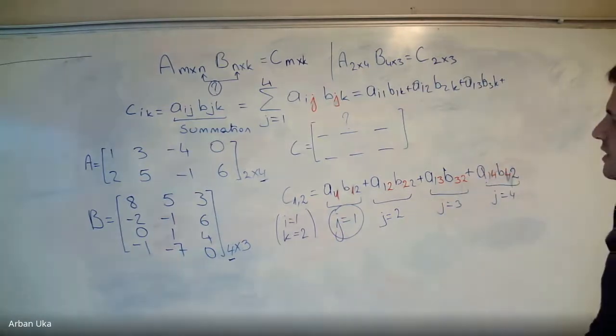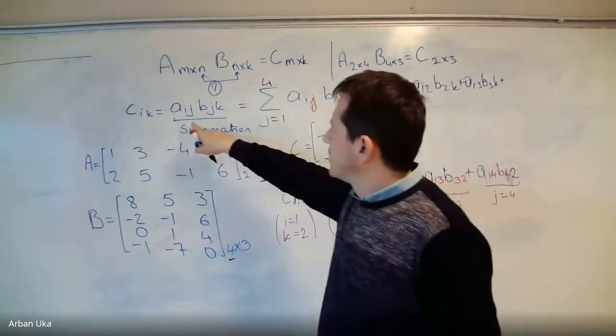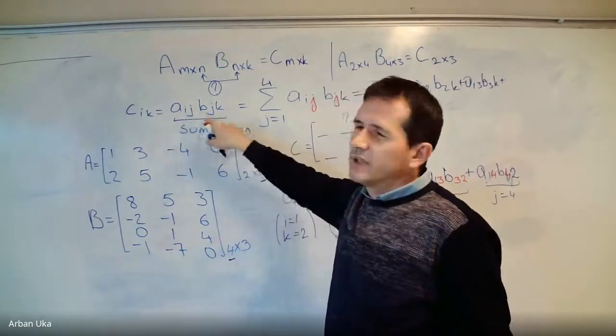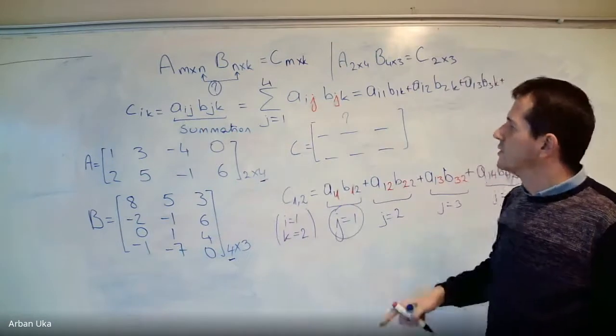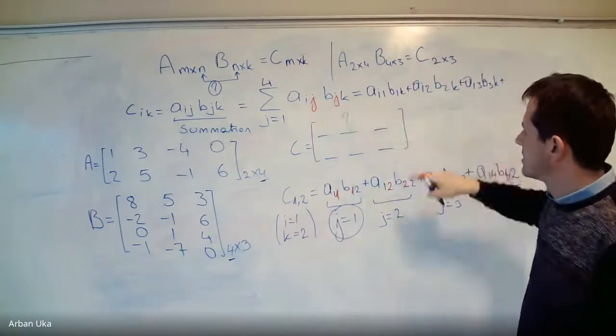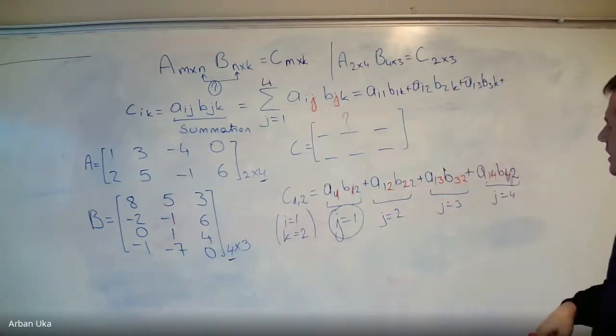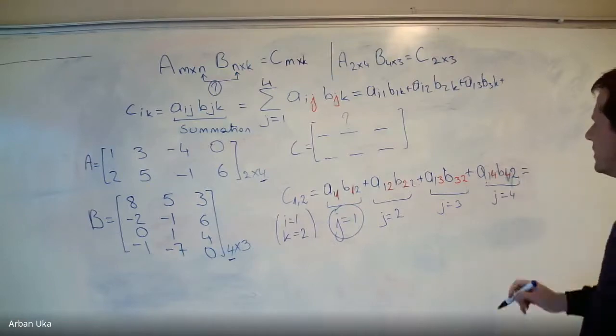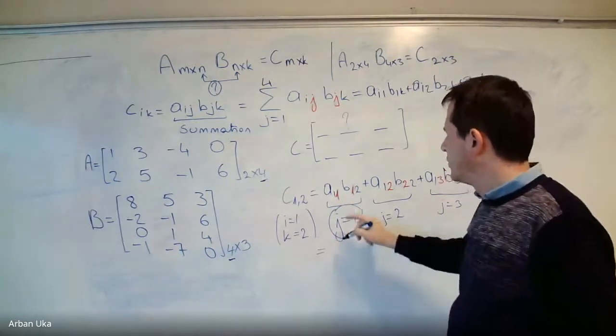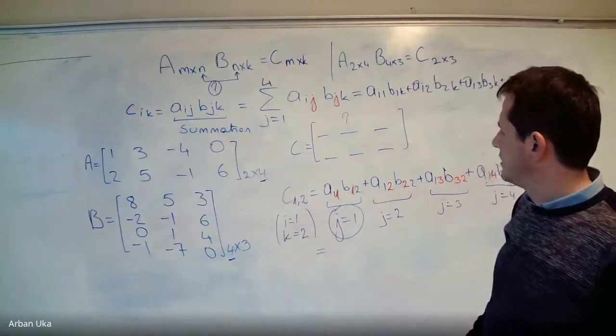So what I want to say is that in any multiplication that looks like this, in fact, what we are doing is summing over j. And this is how we do this multiplication. Now, let's just substitute all the relevant numbers. Here we have A11 times B12.